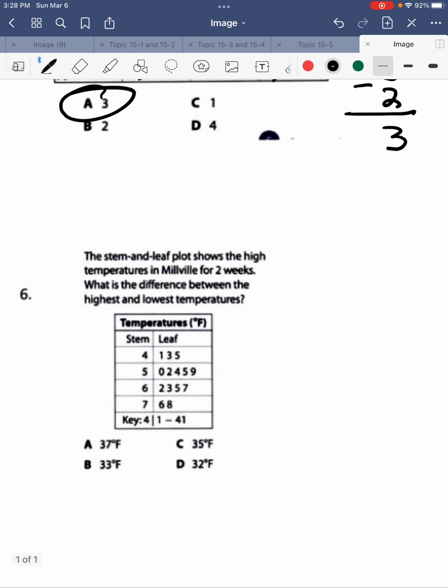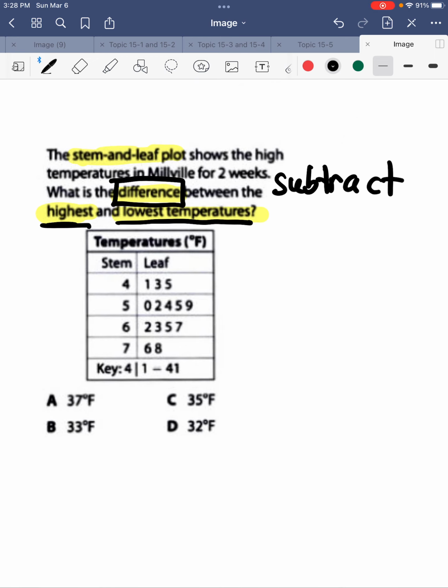Okay, number 6 says the stem and leaf plot shows high temperatures in Millville for 2 weeks. What is the difference between the highest and lowest temperature? So I have a stem and leaf plot right here, and I'm looking for the keyword difference. That means I'm going to subtract. Remember, the stem is my tens place. The leaf is my ones place.